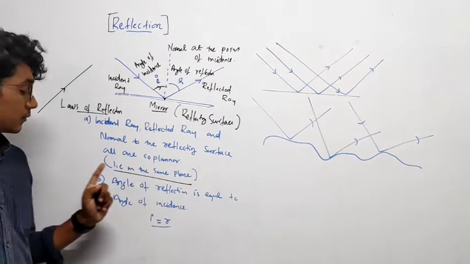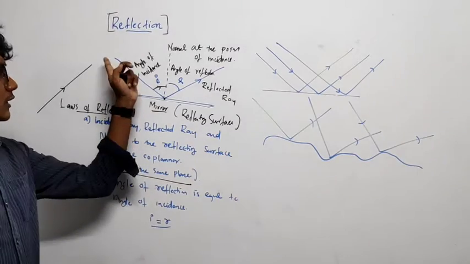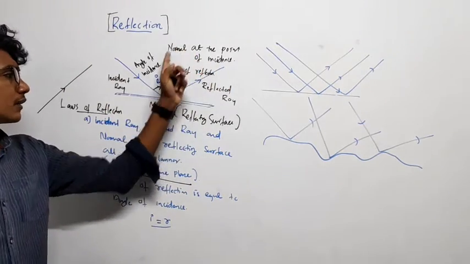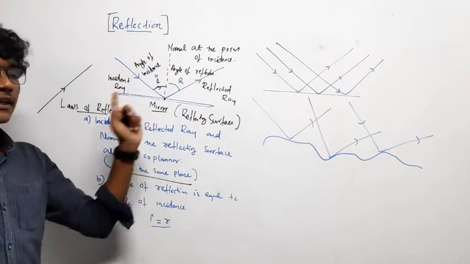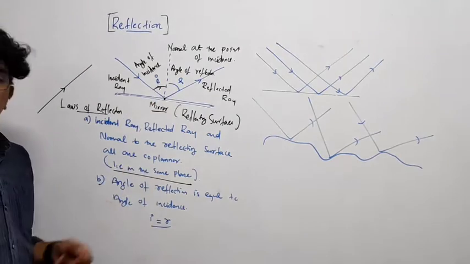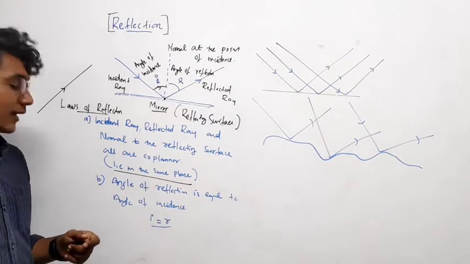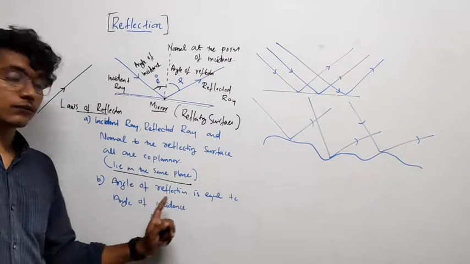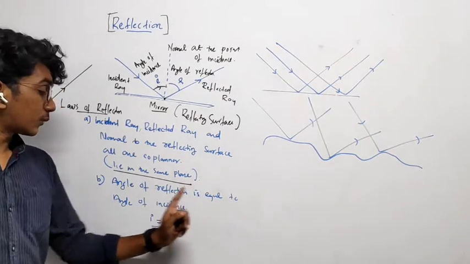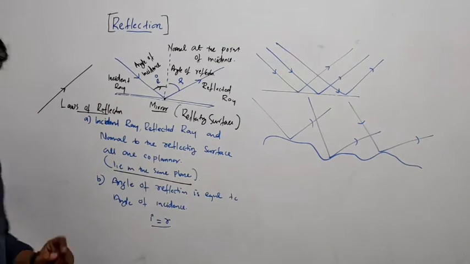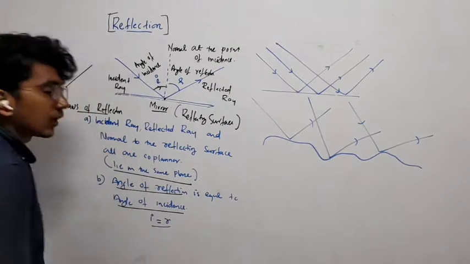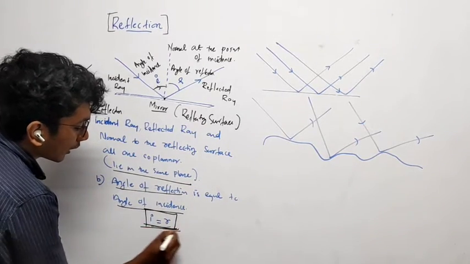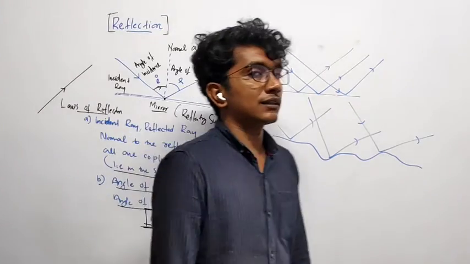The second law: look at this. From the first law, the incident ray, reflected ray, and normal at the point of incidence all lie on the same plane, or we can say they are coplanar. Second law: the angle of incidence is equal to the angle of reflection. So I is equal to R. That is the second equation.